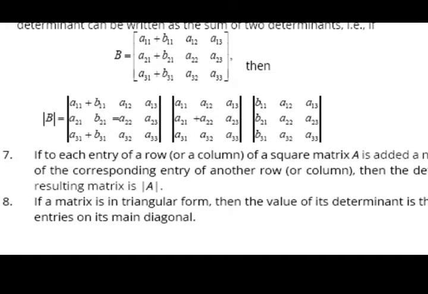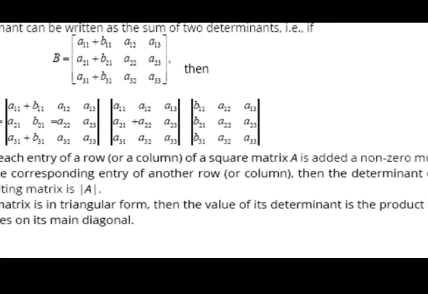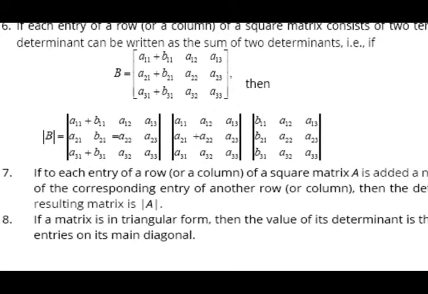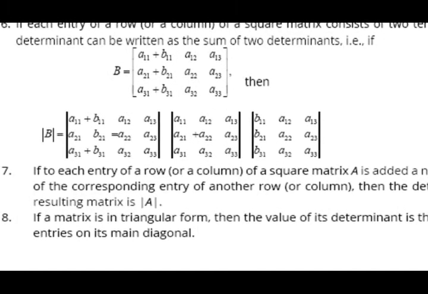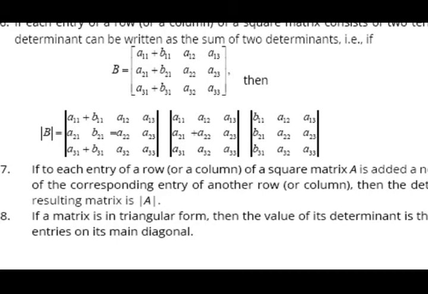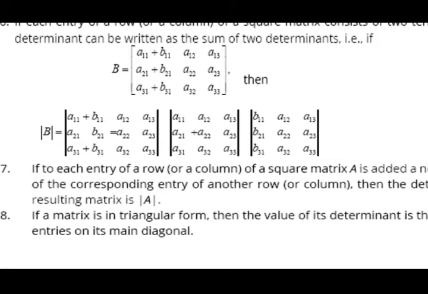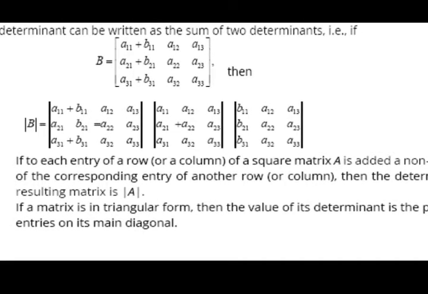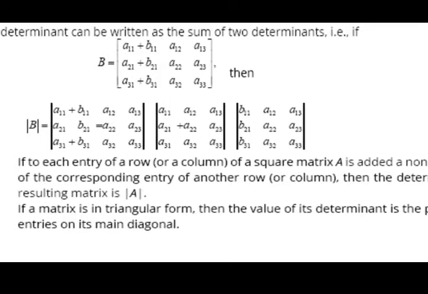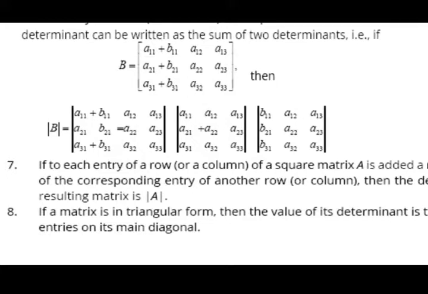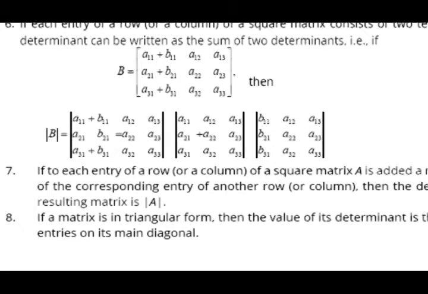If a matrix is in triangular form, then the value of its determinant is the product of the entries on its main diagonal. Triangular form means that in a matrix, below the diagonal or above the diagonal the values are 0. This determinant is called triangular, and its value is obtained by multiplying the values of the diagonal.